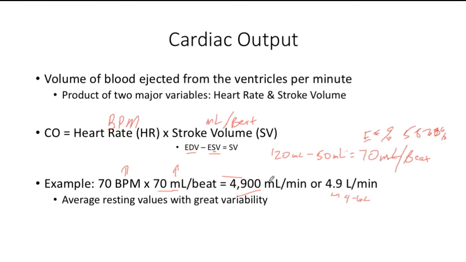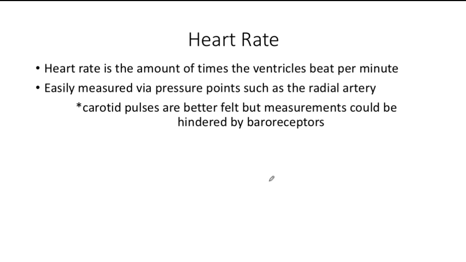And let's talk about some of those situations. The first thing we have to think about is heart rate and its contribution to cardiac output, which is easy. When it comes to heart rate, it's simply, as I mentioned earlier, how many times the ventricles beat per minute. Obviously, if the ventricles are contracting more times than they do at rest per minute, they are ejecting more blood.